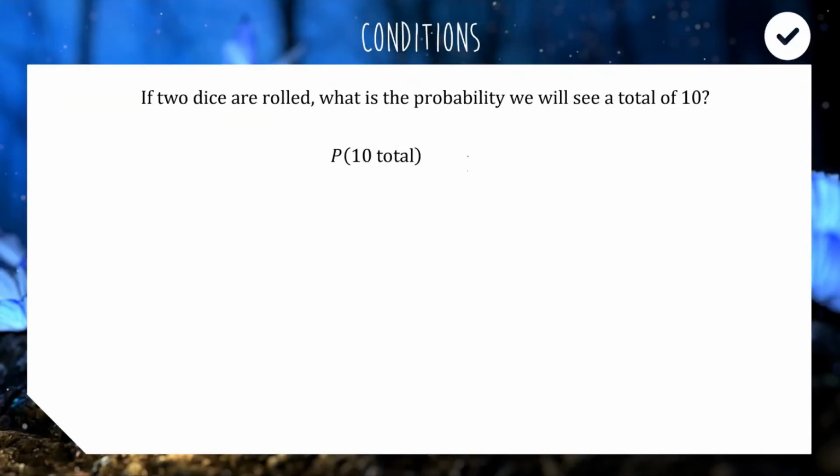So let's talk about conditional probability. Let's kick off with 2 dice being rolled, like we're playing Monopoly. We're asking, what is the probability we are going to see a total of 10 on the dice? Okay, a total of 10.